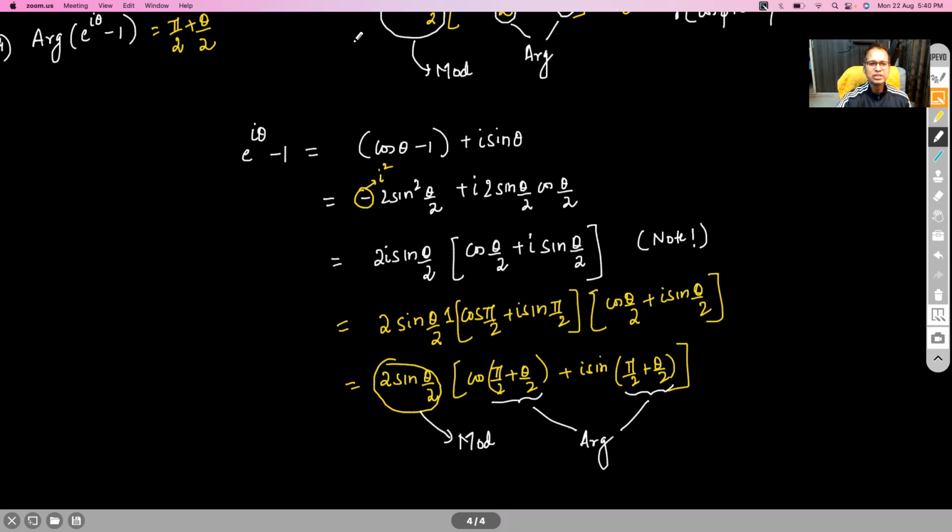Is it fine? Any questions, anybody? I hope everybody knows that i can be written as cos pi by 2 plus i sine pi by 2. This is the polar form for i. Of course, you can write a 1 here also, but it doesn't make a difference. 1 multiplied to anything is the same thing.